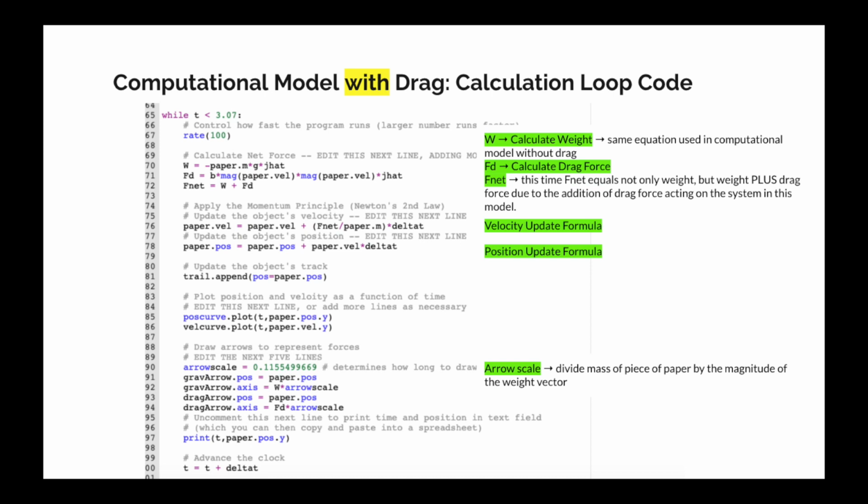The calculation loop also differs. Here we must add the equation to calculate drag force, and now our net force equals not only weight, but weight plus drag force. We also had to set a new arrow scale. Something that hasn't changed is that both models use the position and velocity update formulas to derive data points for our resulting graphs after each time step.